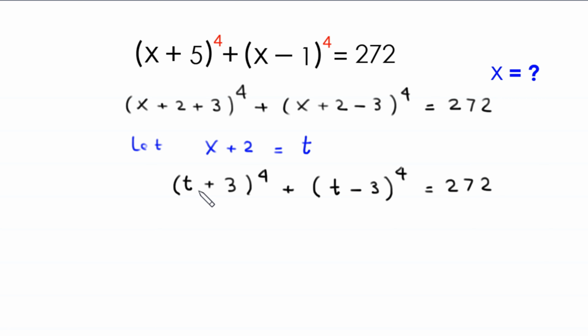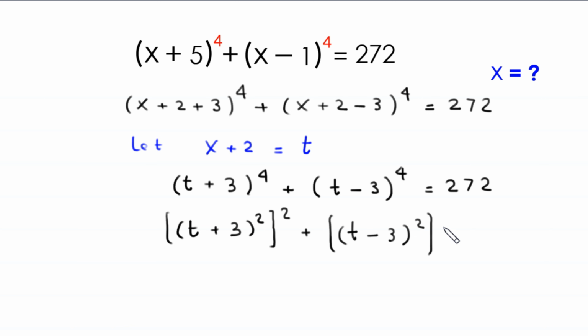This (t + 3)^4 can be written as ((t + 3)^2)^2, plus this (t - 3)^4 can be written as ((t - 3)^2)^2, is equal to 272.